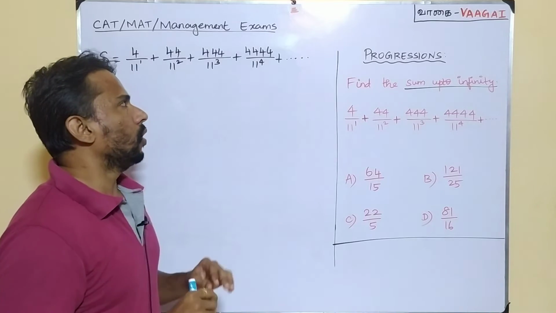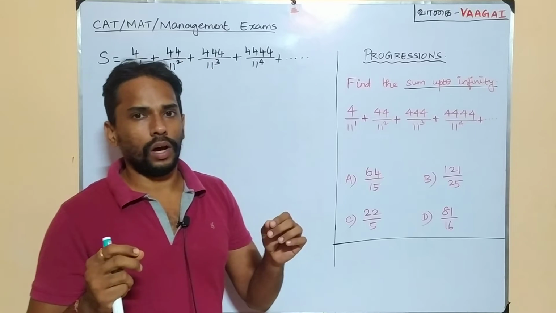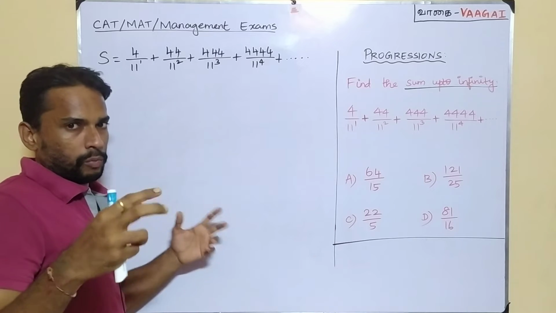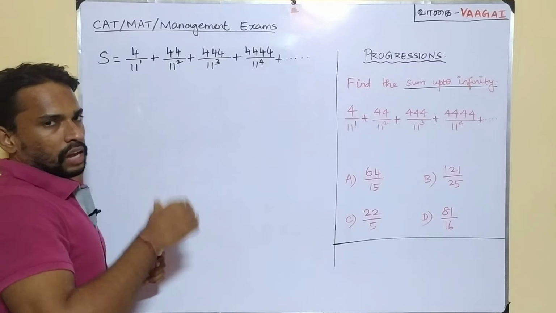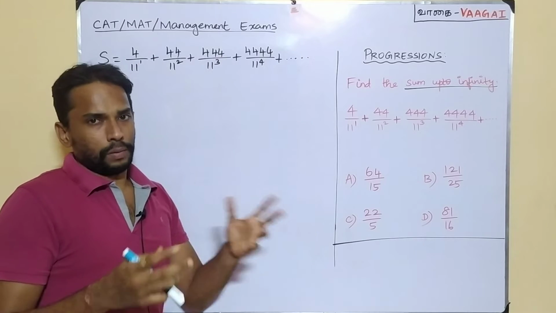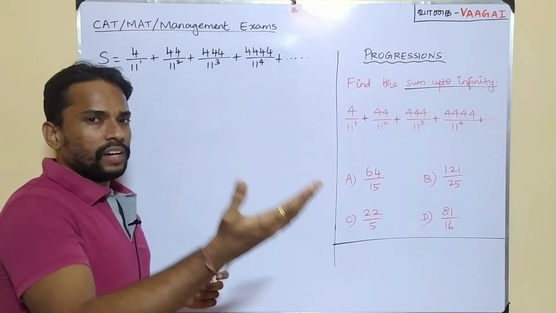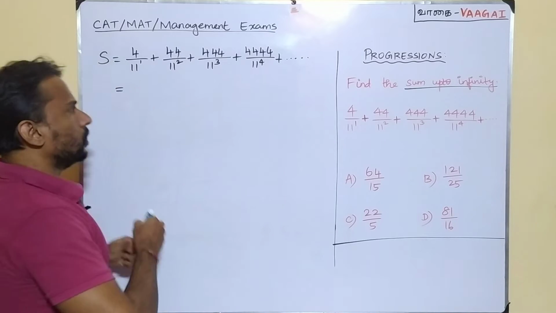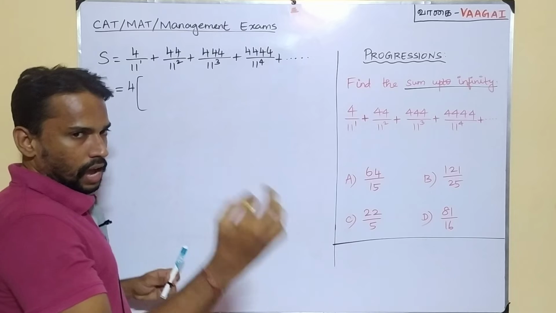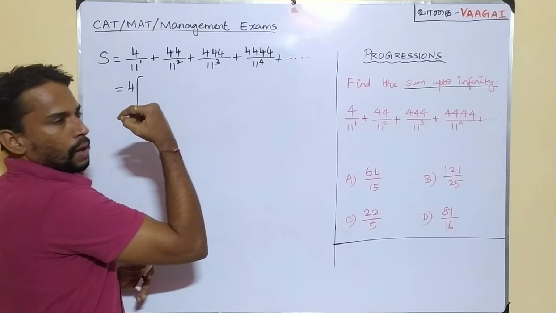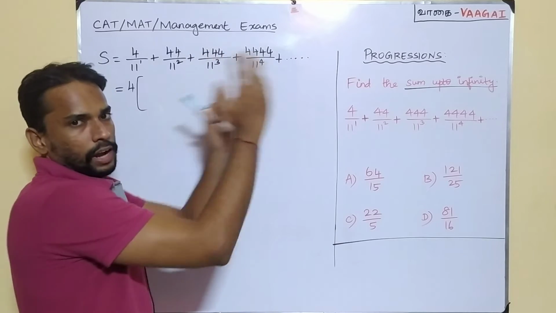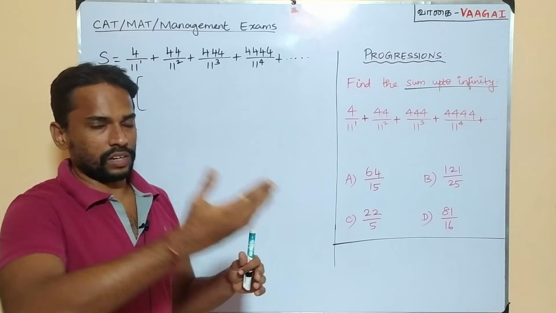Now the first step itself, I'm going to do a kind of rewrite, adjusting the terms. Just listen carefully. We have all 4s in the numerator, so let me factor those 4s out. Once I do that, I will have 4 taken out, and inside I will have 1 by 11 power 1 plus 11 by 11 power 2 plus 111 by 11 power 3 and so on, if I factor that 4 outside.